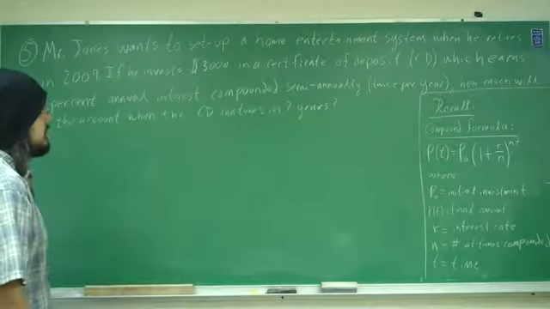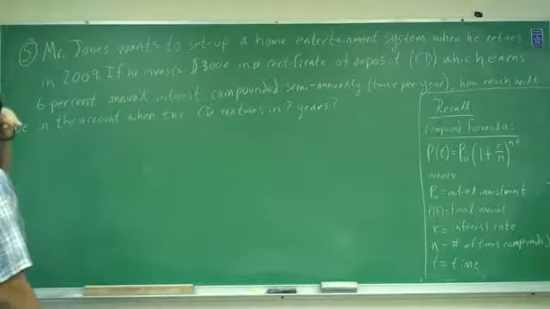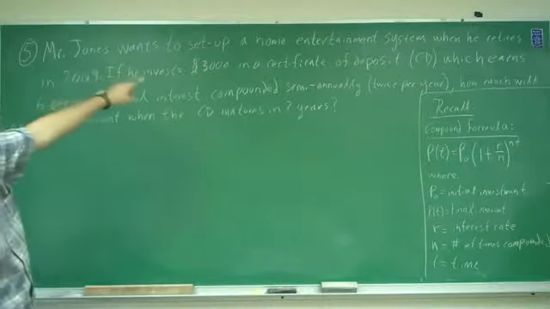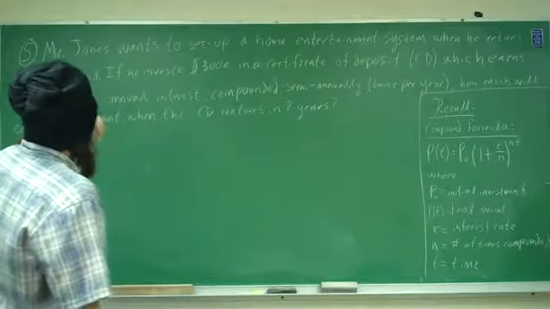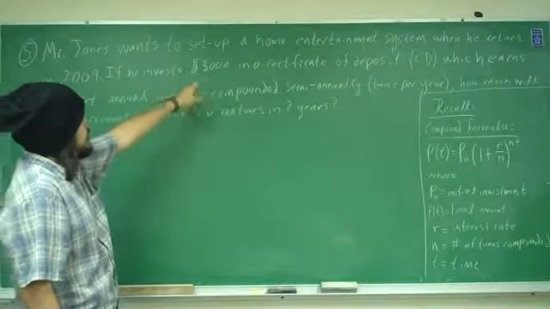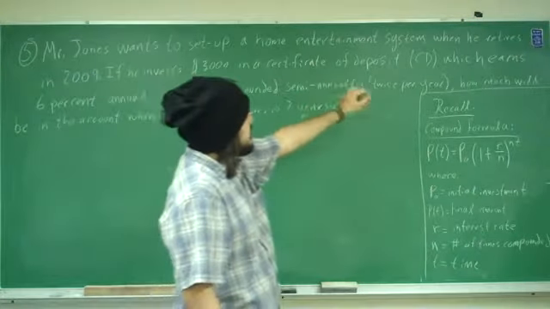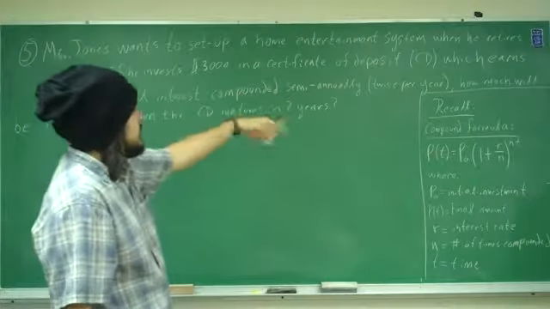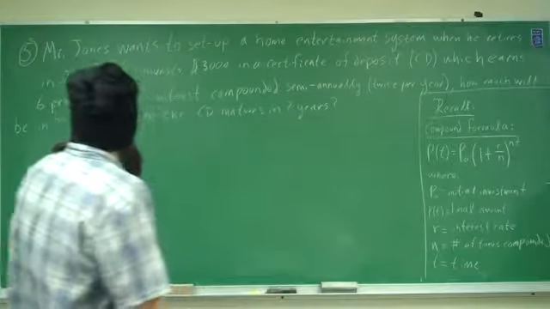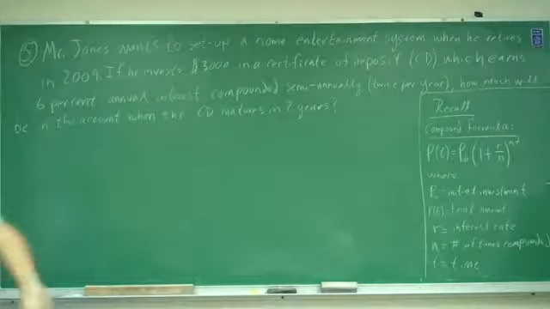We're doing problem 5. Problem 5 is a word problem. Let's read it out. Mr. Jones wants to set up a home entertainment system when he retires in 2009. If he invests $3,000 in a certificate of deposit, a CD, which earns 6% annual interest compounded semi-annually, twice per year, how much will be in the account when the CD matures in 2 years?